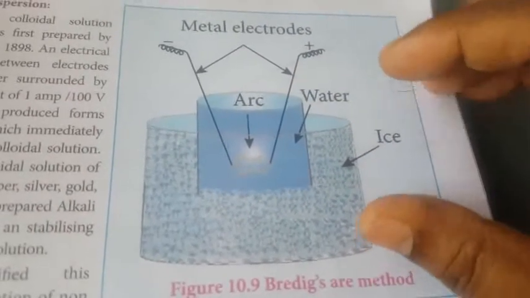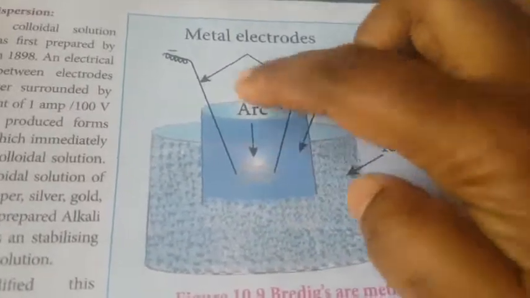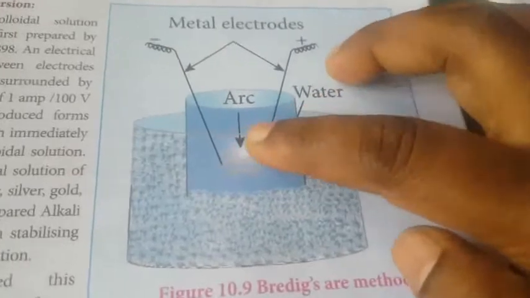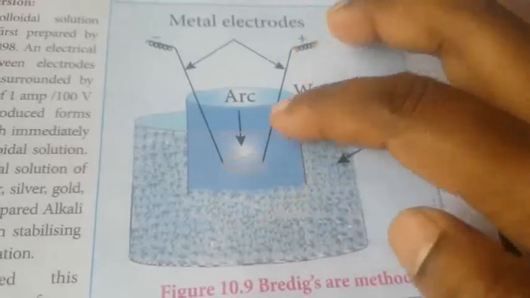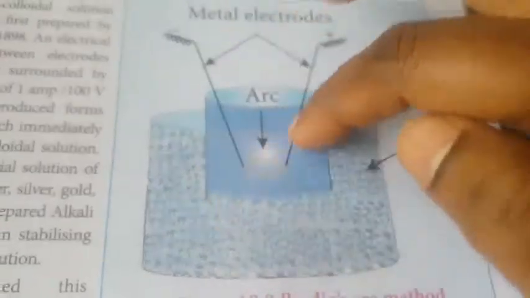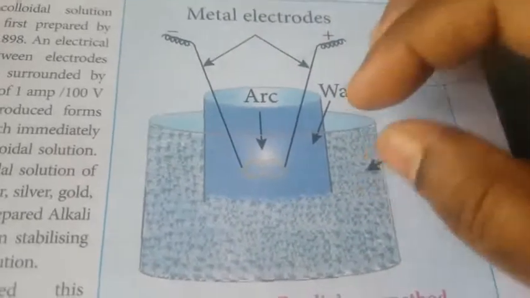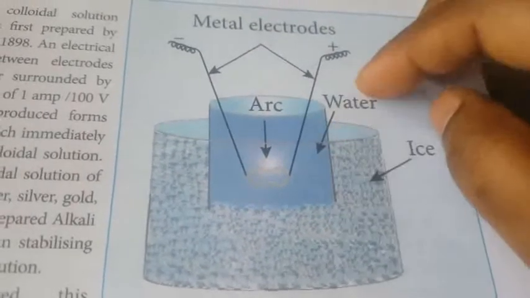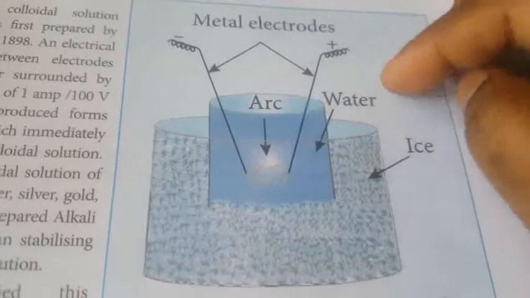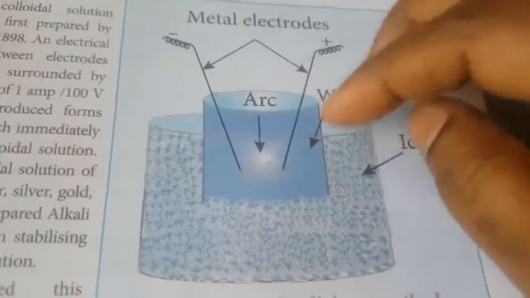So what is the procedure? Here an electrical arc is struck between the two metal electrodes dispersed in water surrounded by ice. When a current of 1 ampere at 100 volts is passed through the arc, it produces vapors of the metal, which are immediately condensed to form the colloidal solution.